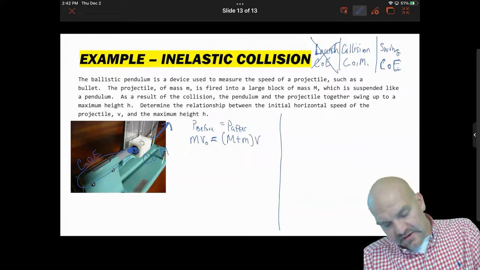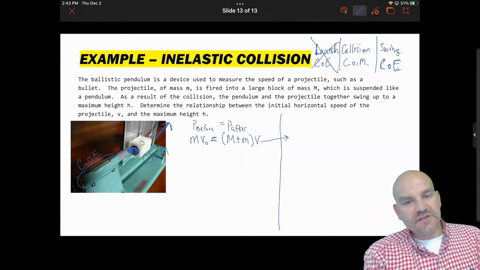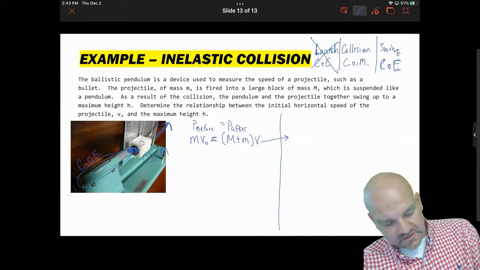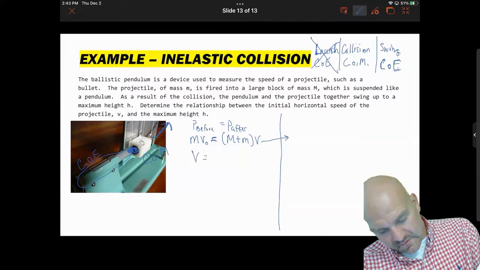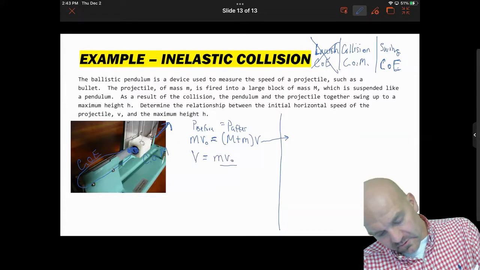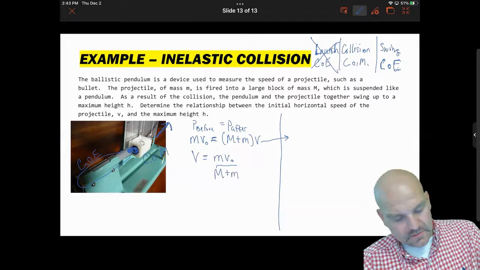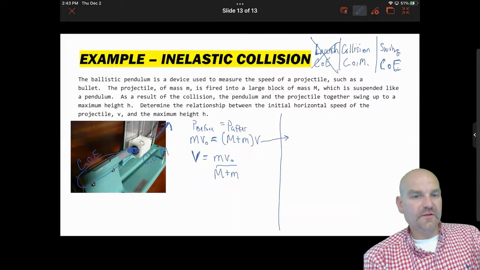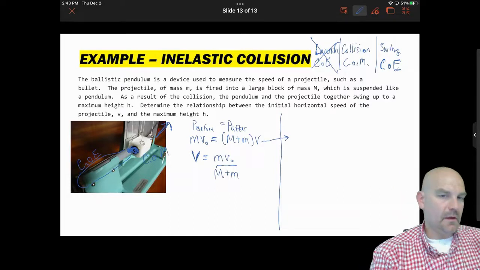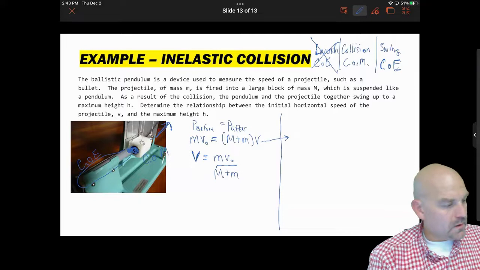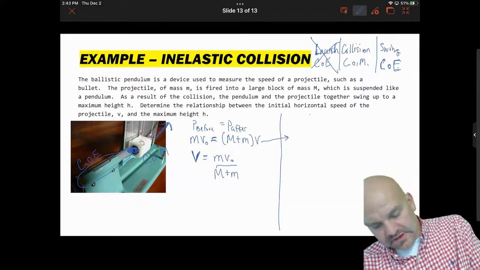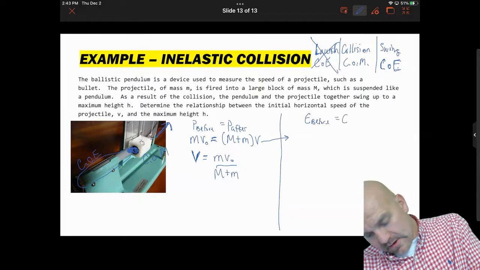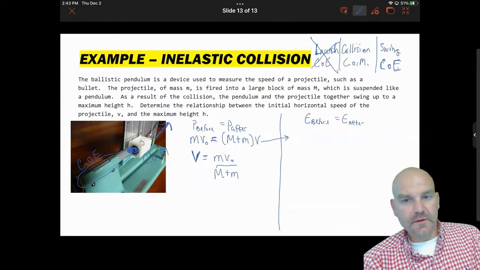But something to note is that this V, the final velocity in my collision, becomes my initial velocity of my swing. And that's what I'm going to solve for here. So V equals mV0 over big M plus little m. That's my final velocity of my collision, which becomes my initial velocity of my swing. And now I go to energy, so E before equals E after.